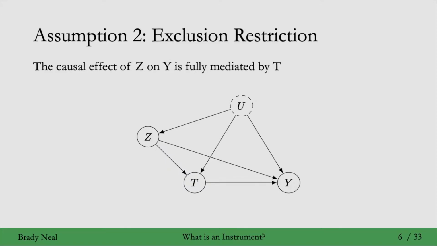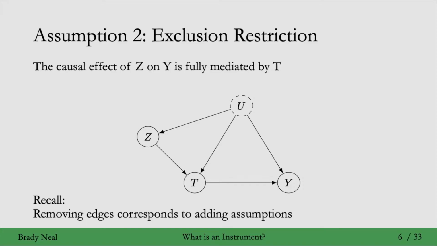Then the second assumption that an instrumental variable must satisfy is the exclusion restriction. This is that the causal effect of the instrument Z on Y is fully mediated by the treatment T. Z doesn't satisfy the exclusion restriction in this graph because of this direct edge from Z to Y. It doesn't go through T. So to satisfy the exclusion restriction assumption, we must have a graph where that edge is removed.